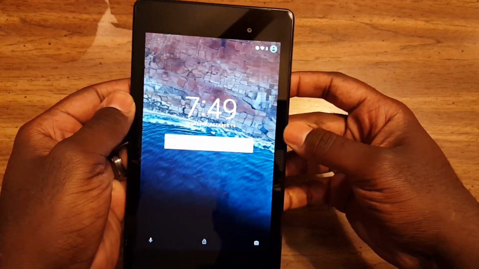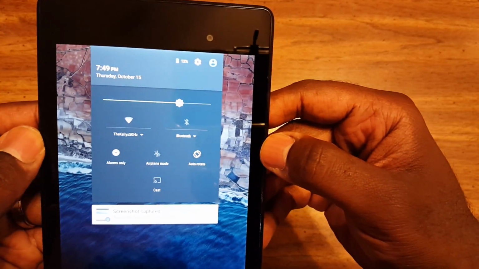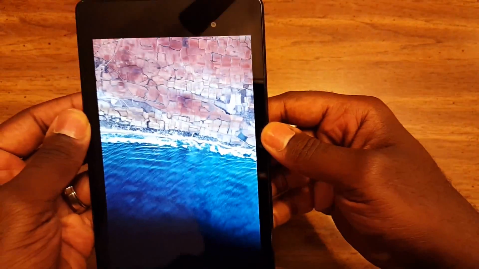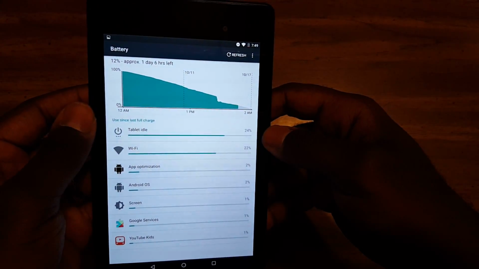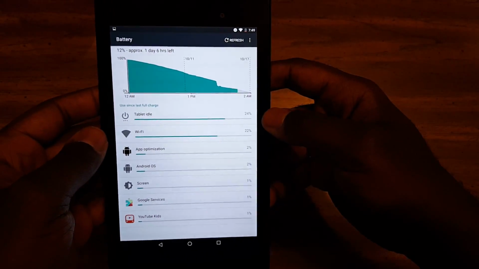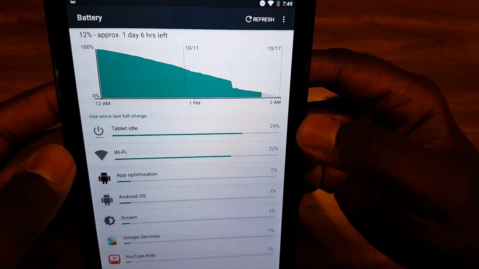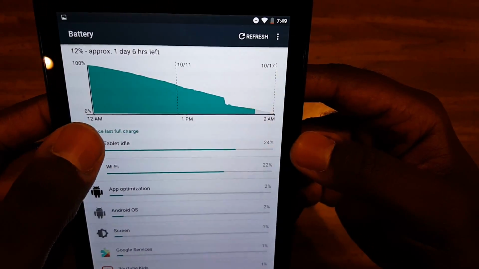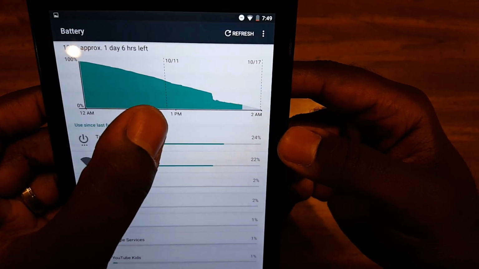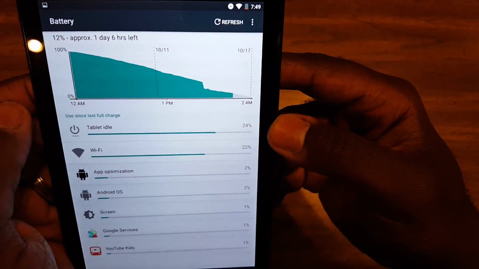All right, this is the Nexus 7 2013. And as you can see up top, it has 12% battery life left. Now, if you've had any Nexus devices, seeing 12% isn't anything new. You probably used to see it a lot. But if you look at this graph, it looks kind of weird. It says I was at 100% at 12 a.m. At 1 p.m., I was close to 60%. And it's forecasted I'm going to be dead at 2 a.m.